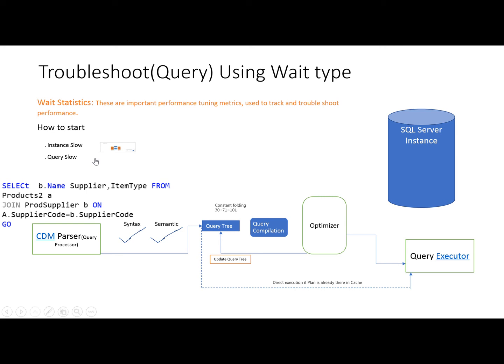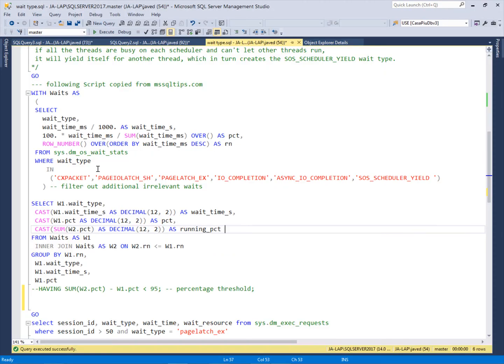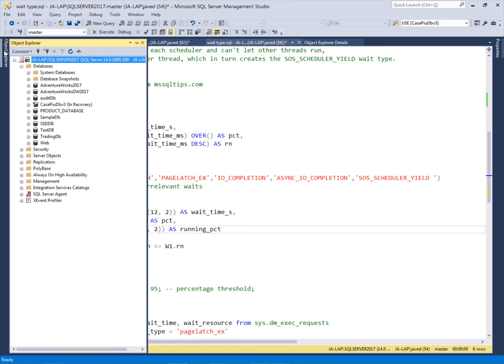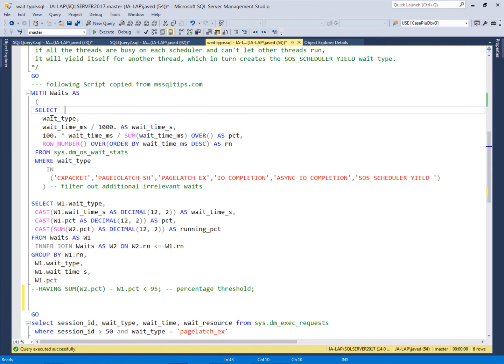So let's move on. First we will check the case where all the users from all the departments are complaining about the slowness of the server. So we will check the wait types at the instance level. We will see how to use these wait types to monitor the health of the server. So let's move to SQL Server Management Studio. This is SQL Server Management Studio and we are in the query analyzer.